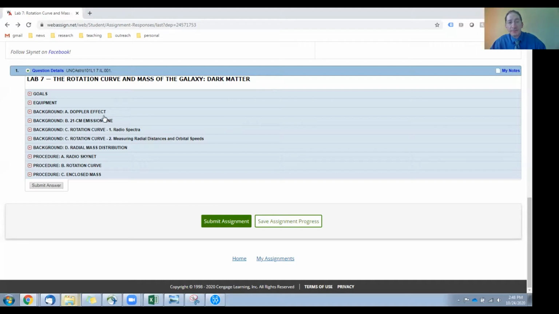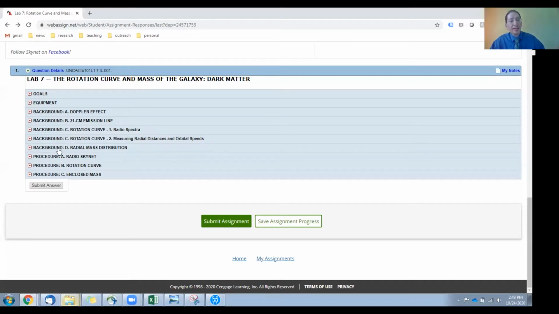In section A, I'll overview the Doppler effect. In section B, I'll overview the 21 centimeter emission line, which we'll use to measure Doppler shifts. In section C, I'll overview the rotation curve of our Milky Way galaxy in 2 parts. In part 1, I'll describe the radio spectra that we'll collect with our radio telescope. And in part 2, I'll describe how we'll use these spectra to measure radial distances and orbital speeds, which together gives us the rotation curve.